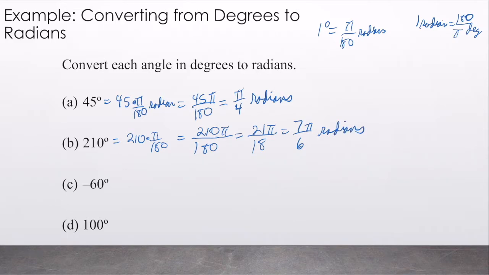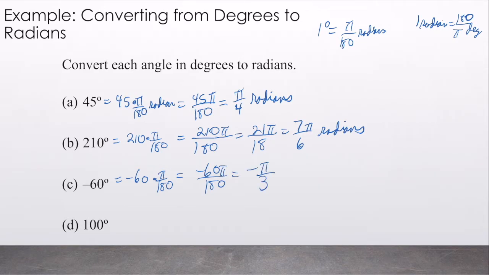We can also have negative degrees, right? Remember, that's when we go clockwise from our initial ray. So I have negative 60 equals negative 60 times pi over 180, which gives me negative 60 pi over 180, which is negative pi over 3.